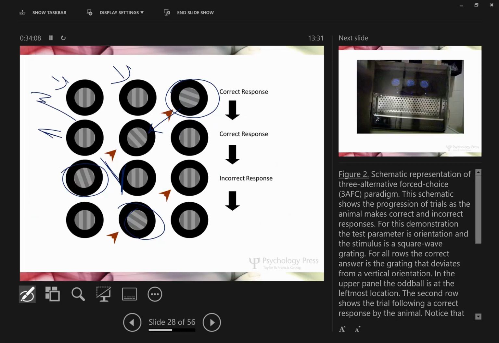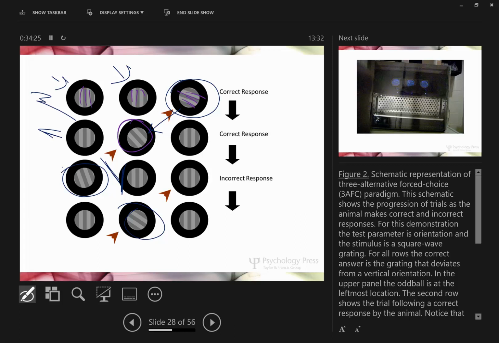So here's an example of that forced choice paradigm, right? You have these vertical lines and then you have some oblique line, with the correct answer being picking the one that's oblique, the one that's not vertical. Pretty easy to do, right? I mean, most of you should be able to determine the correct answers.